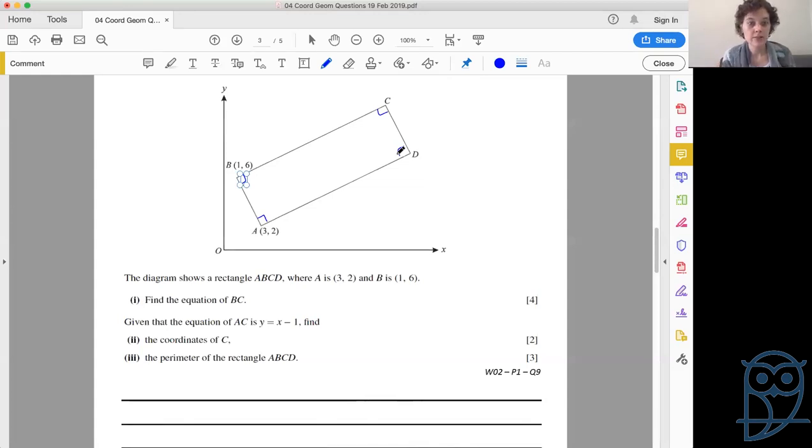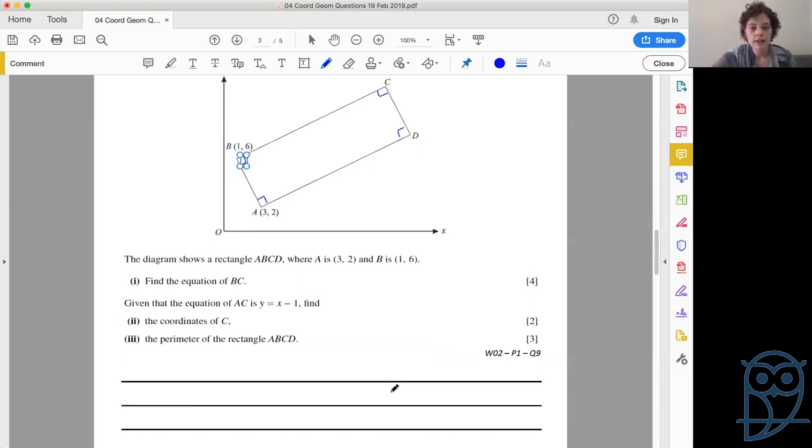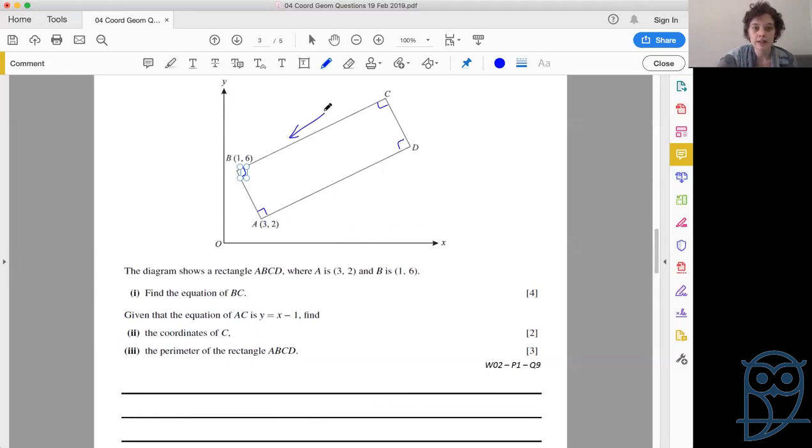So the questions say, find the equation of BC. Right, okay, well, we've got a point, we've got a gradient relationship. See, we're getting a pattern here. They're not telling us gradient, they're giving us gradient relationships. Then, given that the equation of AC is y equals x minus 1, find the coordinates of C and the perimeter of the rectangle ABCD. So, the equation of BC is going to give us this line. AC is going to give us this line. Oh, magic! We've got almost the same question here. Intersecting at C. That's going to give us the coordinates of C.